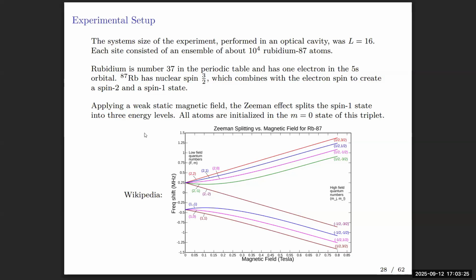Now, the nuclear spin of rubidium 87 is 3 halves. The 3 halves combines with the 1/2 electron spin, and it splits into a spin 2 state and a spin 1 state, and the spin 1 state has the lower energy. The spin 1 state has a threefold degeneracy. But then adding an external magnetic field, you induce a Zeeman splitting. So they're doing a weak field Zeeman splitting, and the level splits in 3.